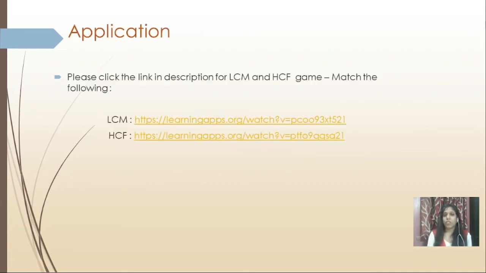Now the application part, children. Now this is a game of HCF and LCM. Both are different. Okay? It's like a match the following. You have to click on this link, go on to the game and match the pairs. So I hope you play this game. It is a fun game and you will enjoy it.